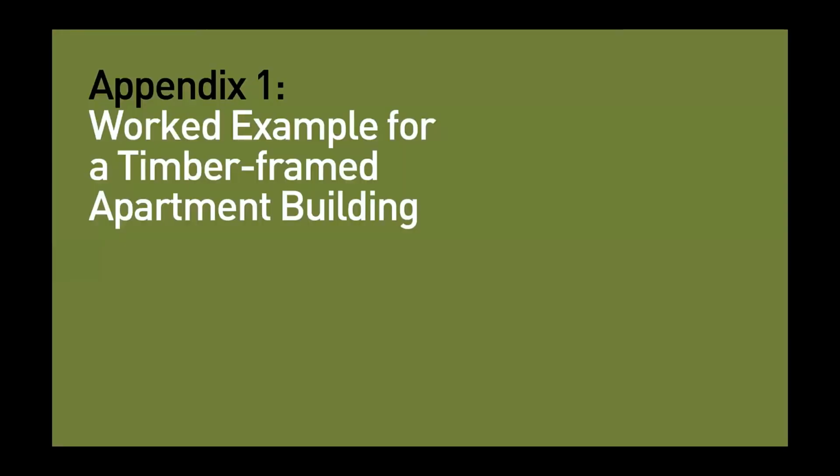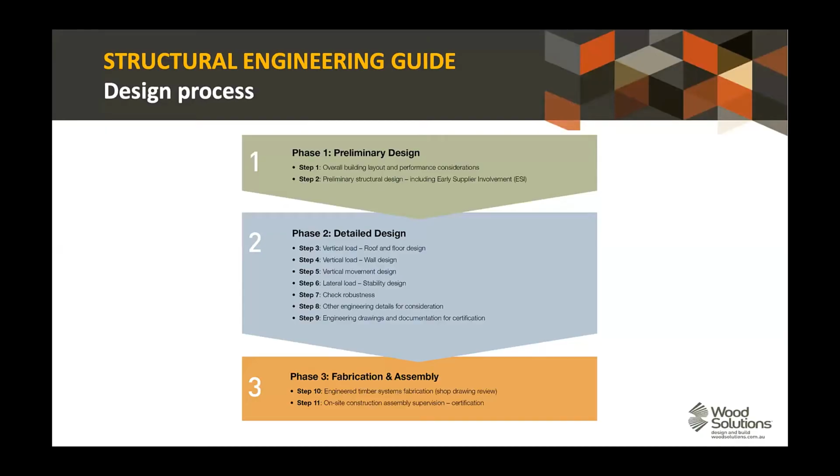So jumping in, Appendix 1, the front cover looks like this. And the key thing really as we move into the engineering design of these structures is to think through the design process. And so this kind of process flow document should be familiar to you in whatever building form you're working on. We've got the phase 1 prelim design, then we move to detail design, fabrication and assembly.